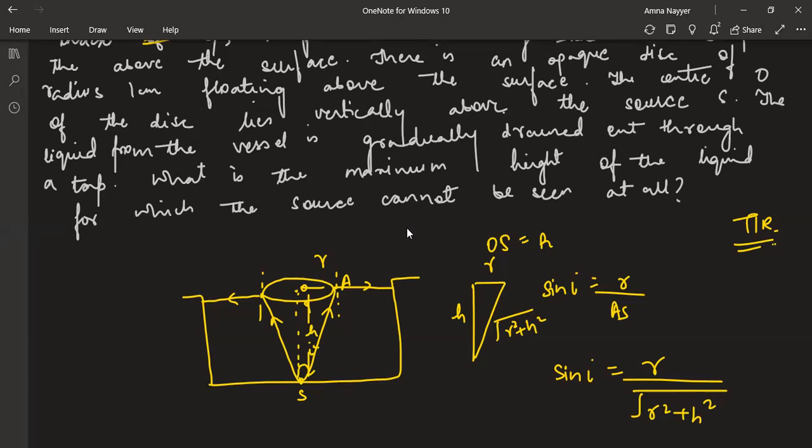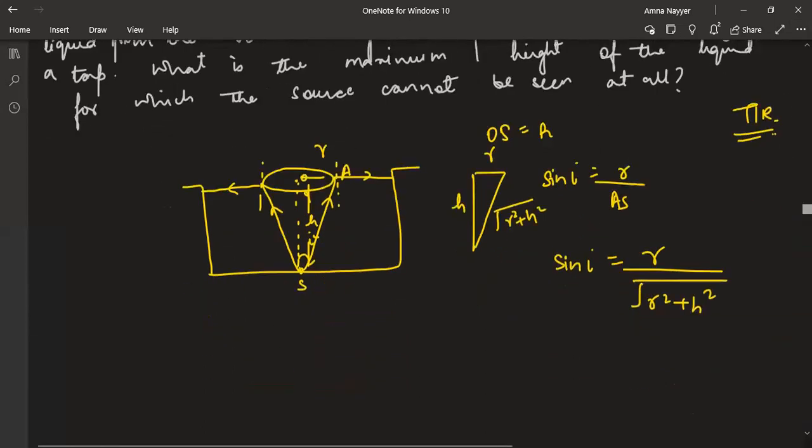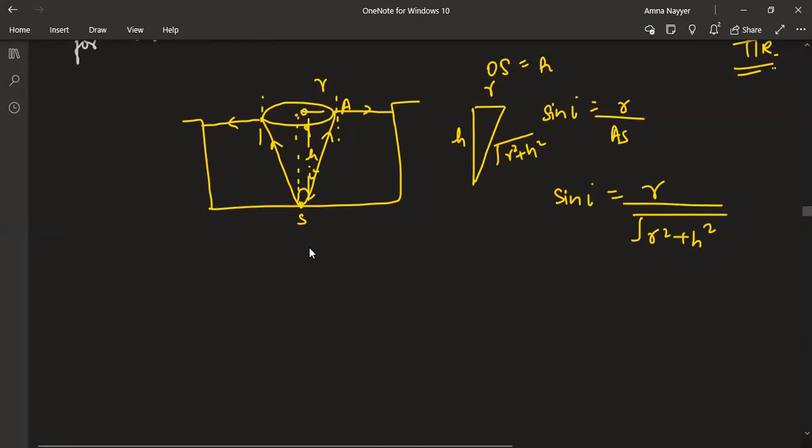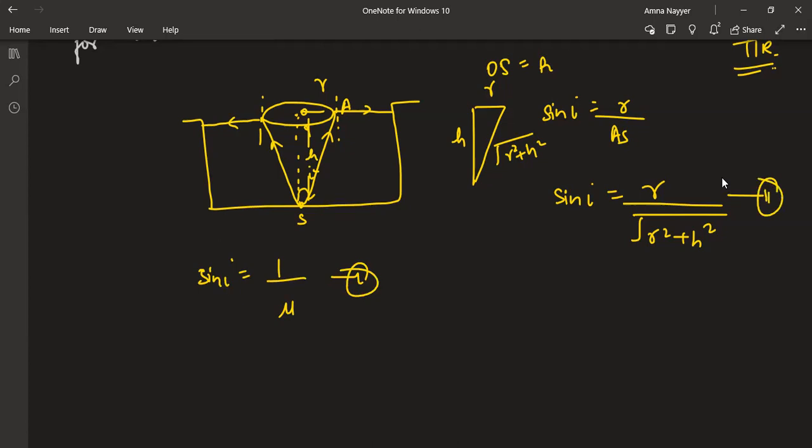Now, the refractive index is not mentioned to you, so let us assume it is mu. Apply Snell's law over here. Sine i is R by under root R square plus H square. Now, applying Snell's law, sine i will be 1 by mu. It means this equation is also equal to sine i, so you can equate both the equations. 1 by mu is R by under root R square plus H square.